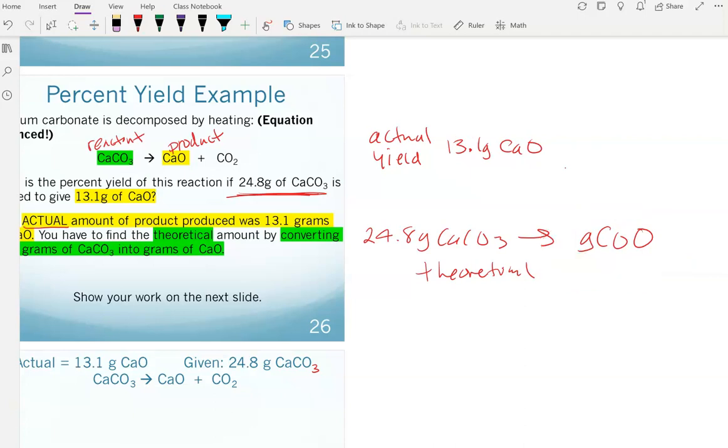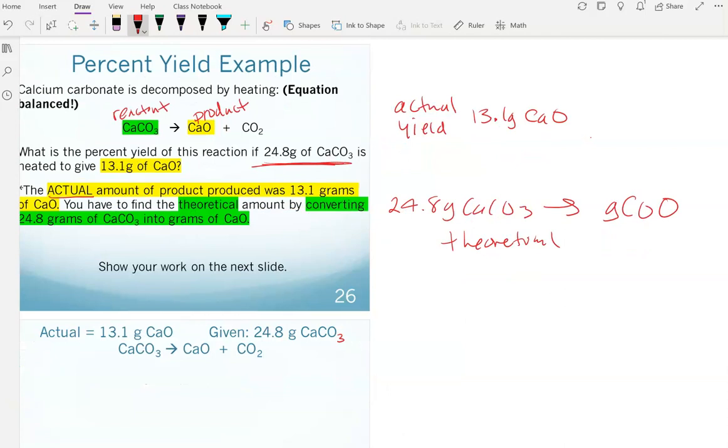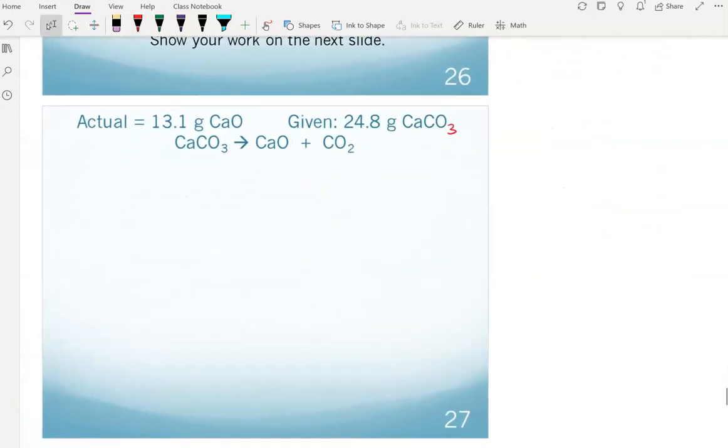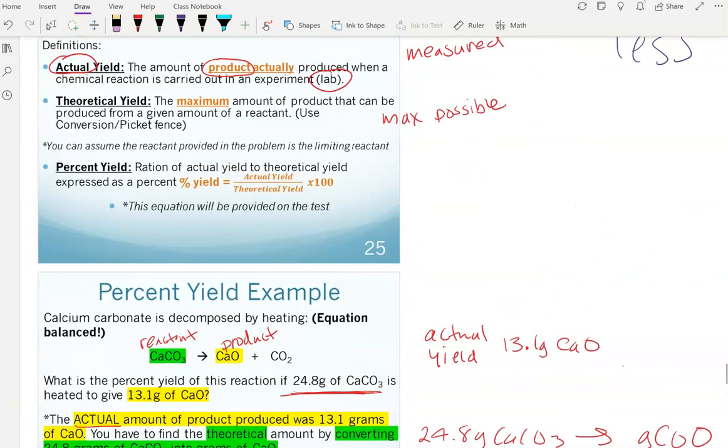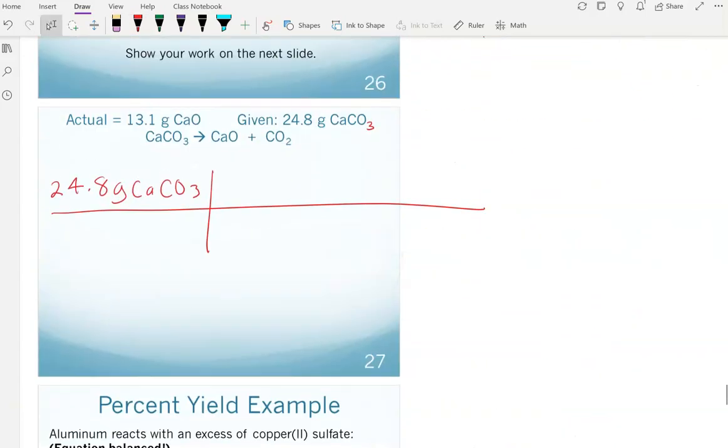So this will be a grams to grams picket fence. We're taking the reactant, 24.8 grams of CaCO3, and we're going to convert that into grams of CaO. And this will be then our theoretical yield, and then we'll plug that into this equation to find the percent yield. So if this is a grams to grams picket fence, we have to first start with grams of CaCO3 here in the bottom.